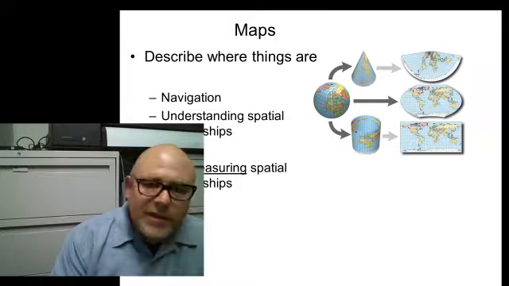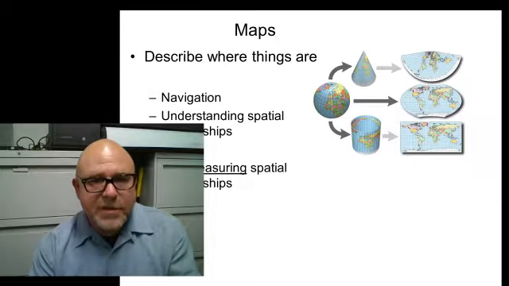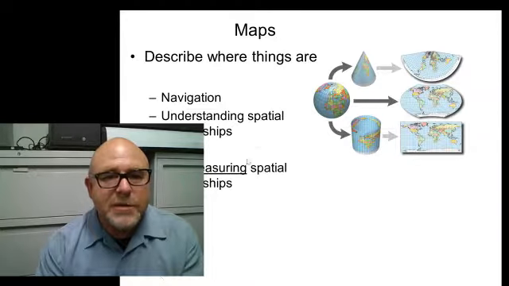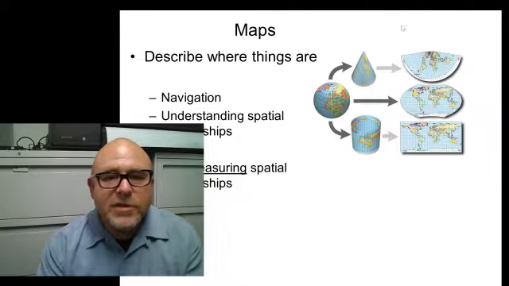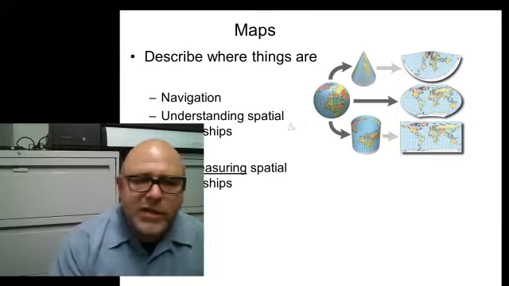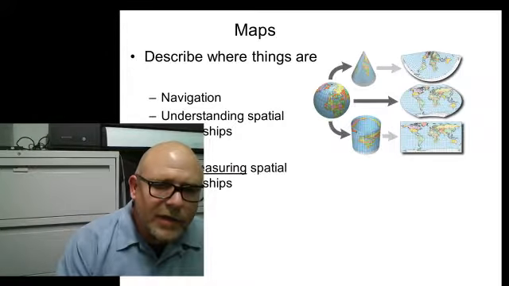Now, geography is interested in space, and one way we understand space relationships is by maps. And maps are essential for understanding where things are in the world, where they are relative to each other, and also for measuring these space relationships. And we'll get back to that in later episodes.